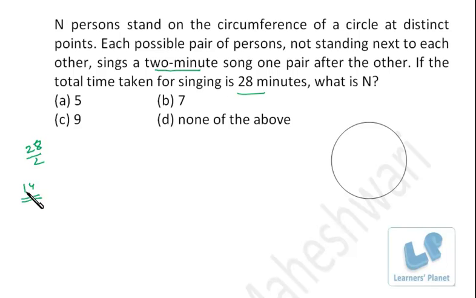Now this concept is nothing but an application of how we calculated the number of diagonals in a polygon. So the same concept we will be using over here, or I can say it's an application of that particular concept, right? Suppose I take an example over here. Suppose I have 6 persons, 1 2 3 4 5 6, right?